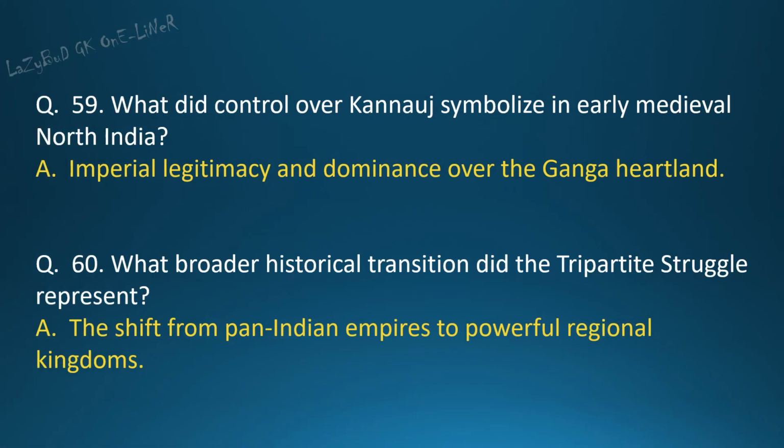Question 59. What did control over Kannauj symbolize in early medieval North India? Answer. Imperial legitimacy and dominance over the Ganga heartland. Question 60. What broader historical transition did the tripartite struggle represent? Answer. The shift from pan-Indian empires to powerful regional kingdoms.